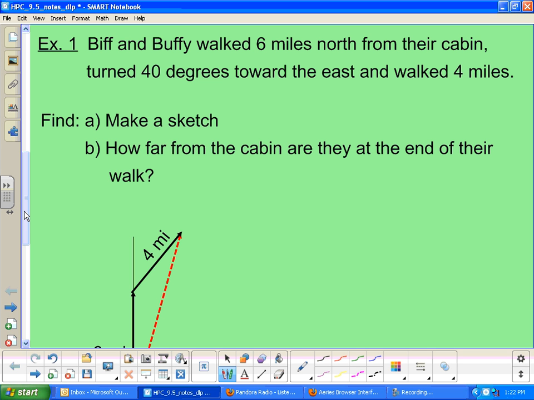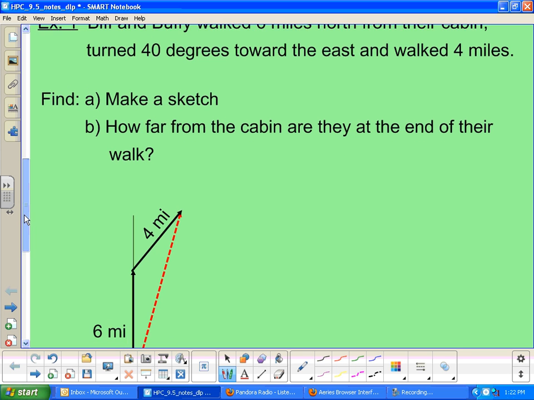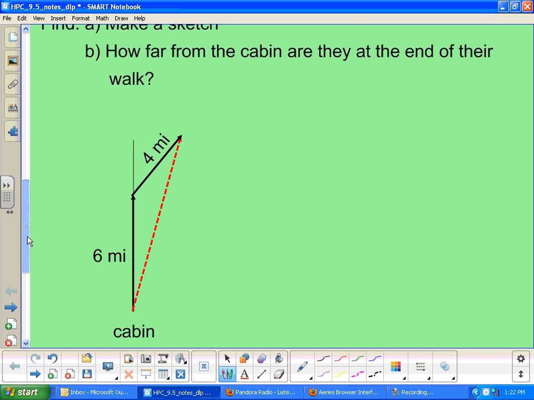What's the sketch? Because again, that's important, and I need to see sketches for all these problems. And then how far are we from the cabin? And we're also going to answer the question of what is their bearing? All right, so from the cabin to where they end up, what was the bearing?